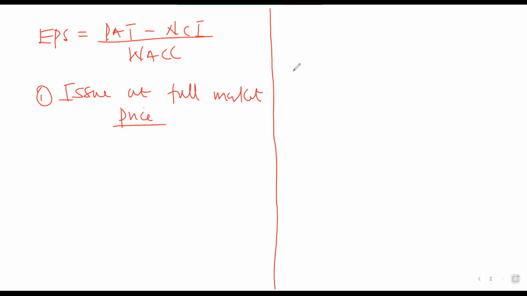The issue at a full market price is not anything. It's just that the company has shares at the beginning, and during the year they have made an additional issue of shares. So what will be the impact on the shares now? Let's assume that the company has 10 million shares outstanding.